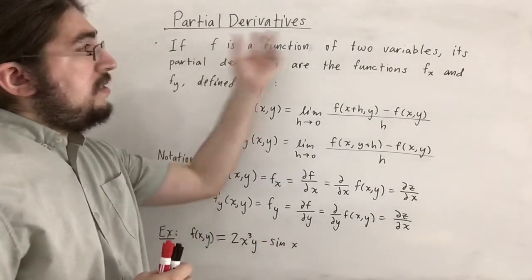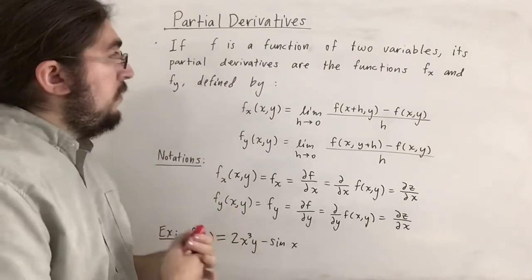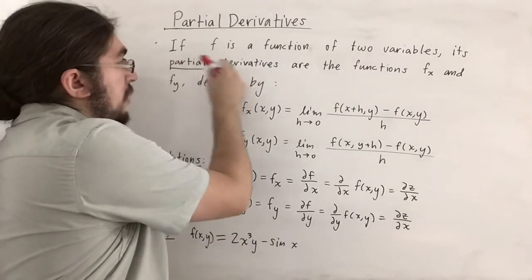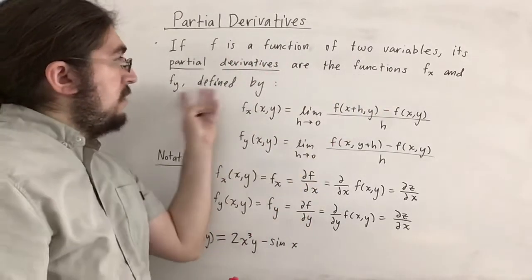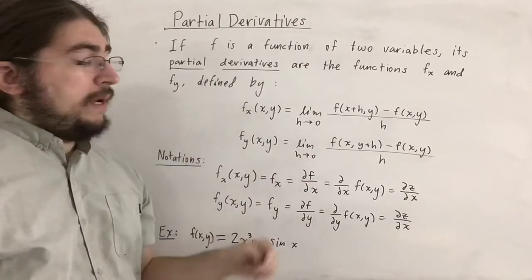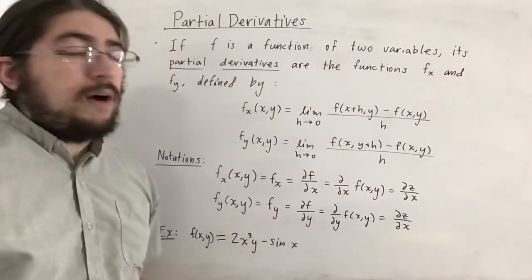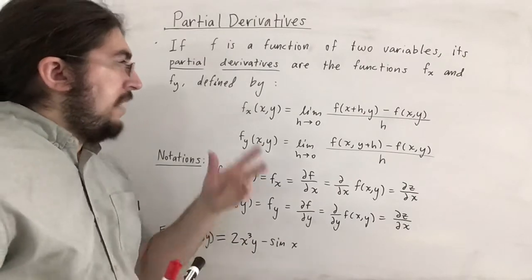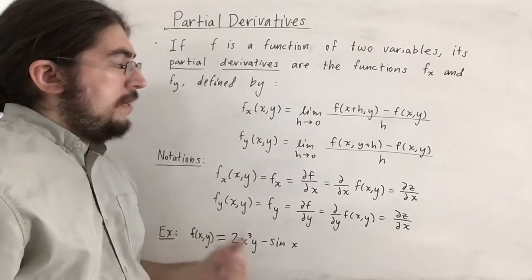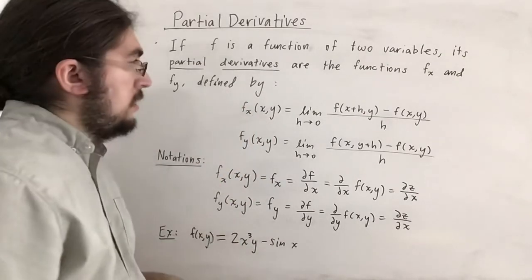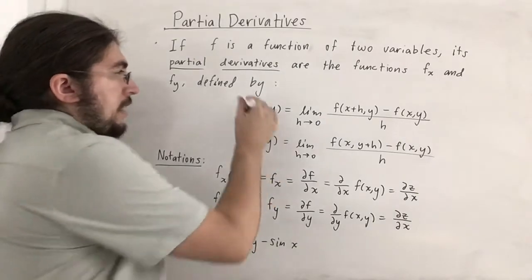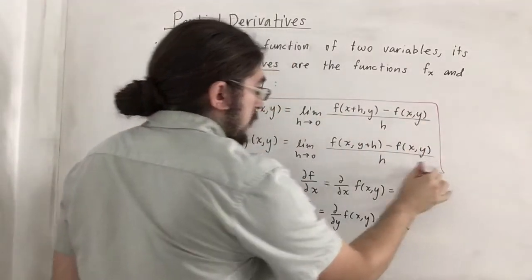So we say if f is a function of two variables, then its partial derivatives are the functions f sub x and f sub y, defined by the following. Now, usually I just call it fx and fy. You could say f sub x or f sub y, but there's other notations we'll discuss soon enough. And these are the definitions of these partial derivatives.